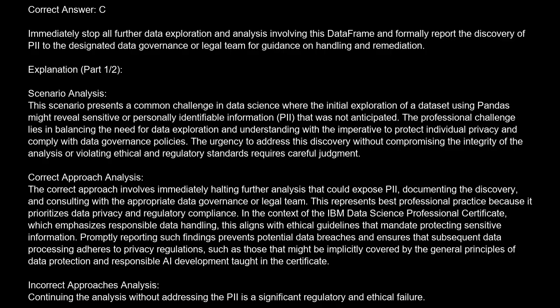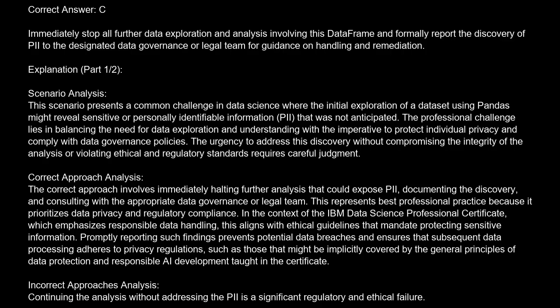Explanation. Scenario analysis. This scenario presents a common challenge in data science where the initial exploration of a dataset using pandas might reveal sensitive or personally identifiable information, PII, that was not anticipated. The professional challenge lies in balancing the need for data exploration and understanding with the imperative to protect individual privacy and comply with data governance policies. The urgency to address this discovery, without compromising the integrity of the analysis or violating ethical and regulatory standards, requires careful judgment.